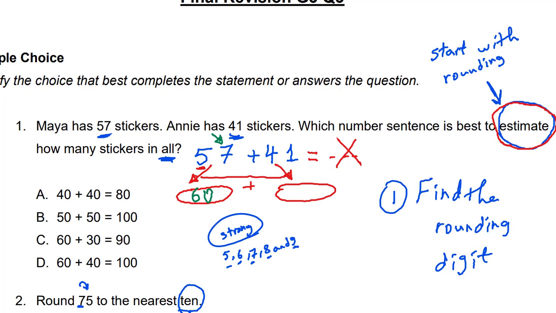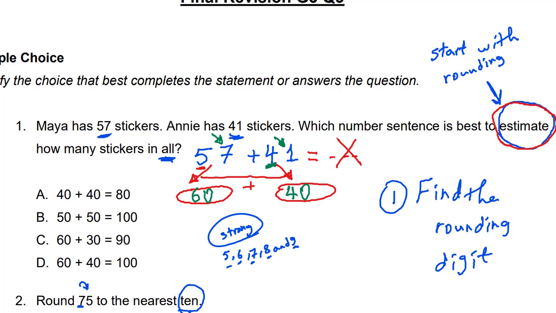For the next one, 41. In 41, the 4 is the tens, and to the right, 1 is not a strong digit, so it will not help. So, the 4 will stay as it is. And step 3, all digits to the right will be zeros, so the 1 will be 0. So we need to add 60 plus 40.